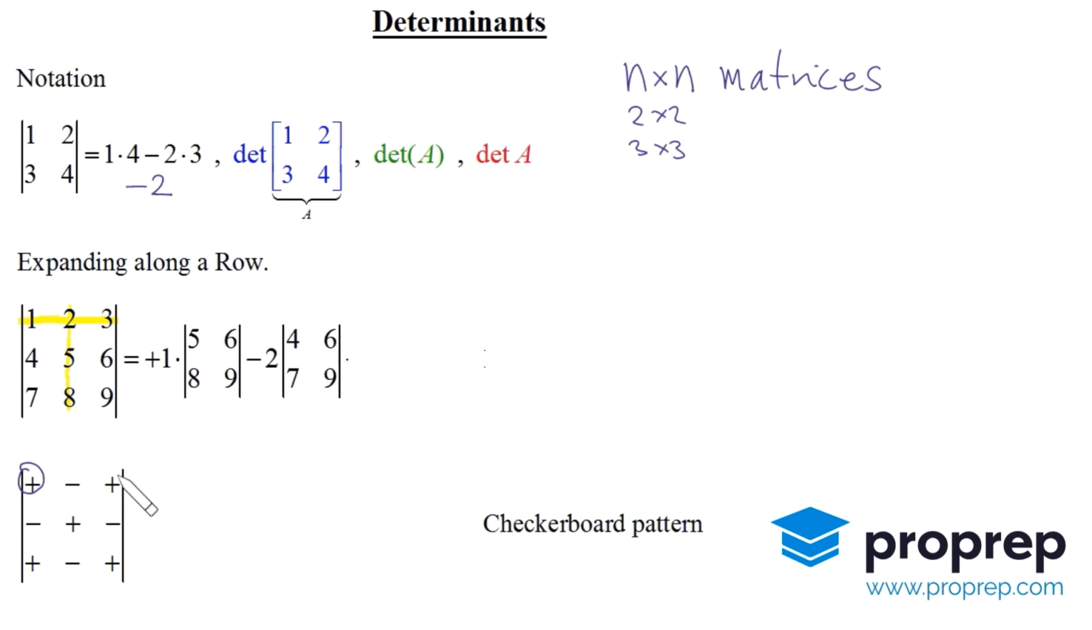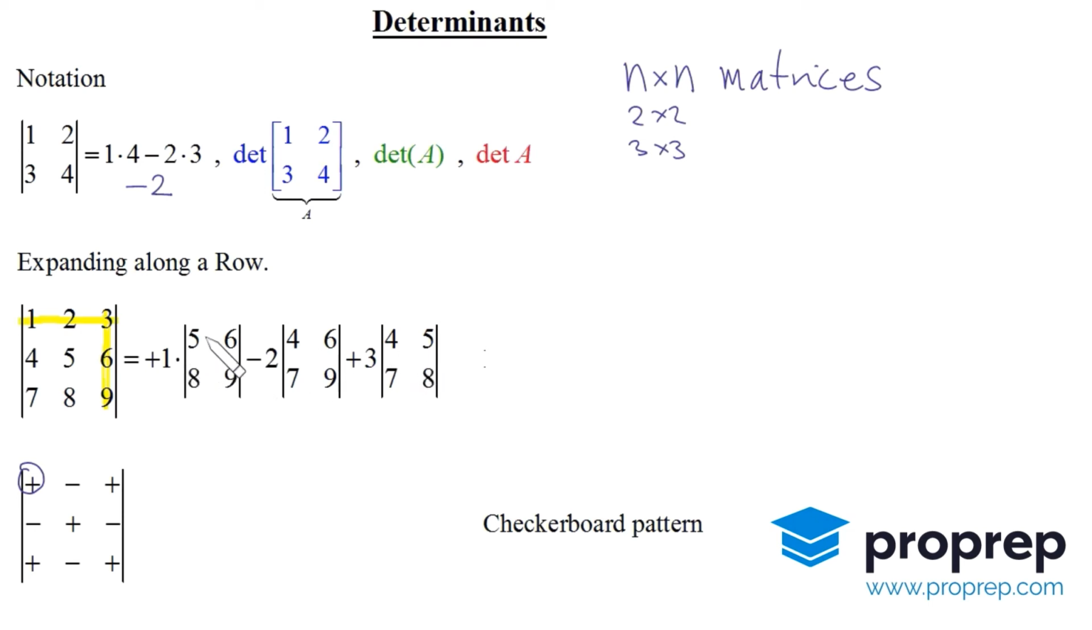And the last one will also be a plus from this one. And then, oh yeah, I forgot to cross out, it's this column. Then the 3, which is the element from here. And then the determinant of the remainder, 4, 5, 7, 8. So this is the example.